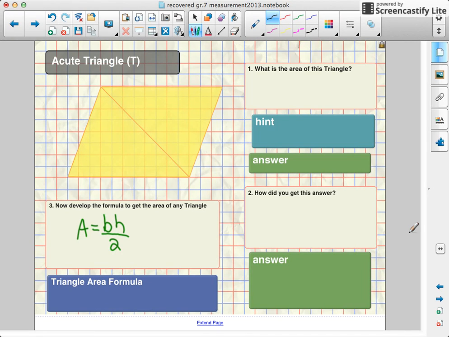So in this case, my base times height would be 1, 2, 3, 4, 5, 6, 7, 8, 9, 10, 11 base. So I'd go 11 times a height of 1, 2, 3, 4, 5, 6, 7, 8 divided by 2. So 11 times 8 is 88 divided by 2. So that would be 44 units squared. So that's for just this triangle.